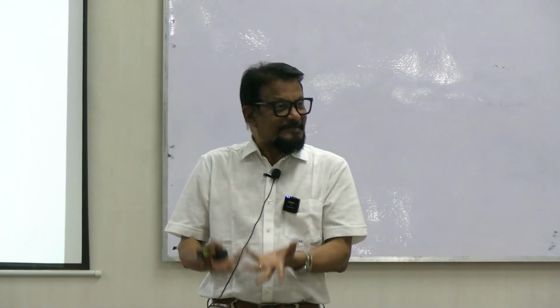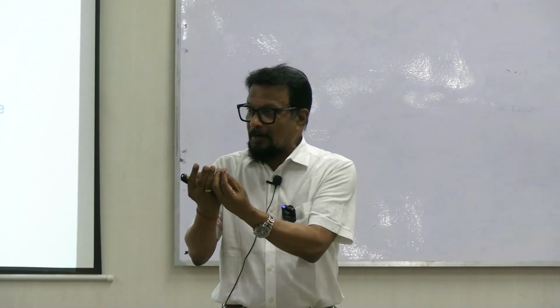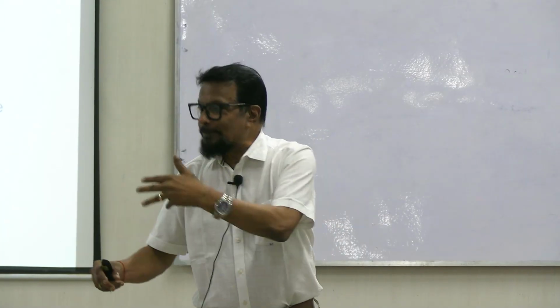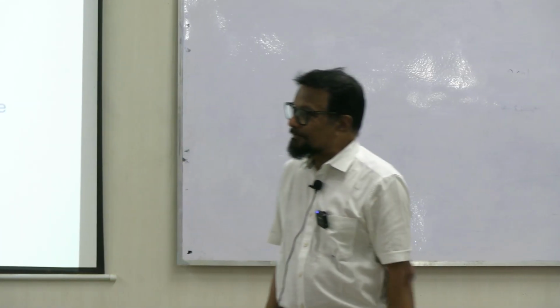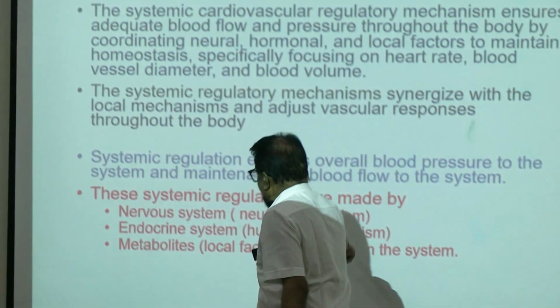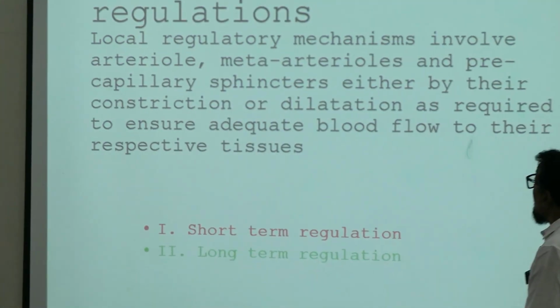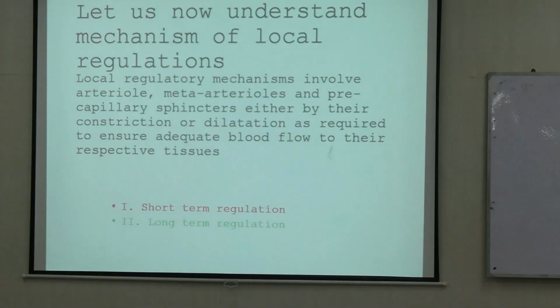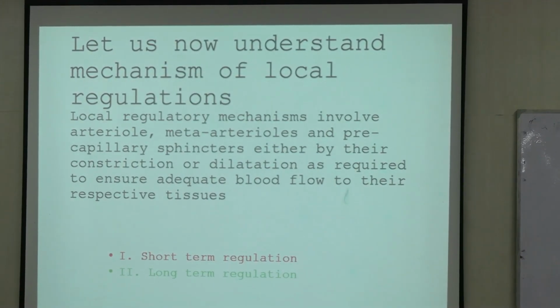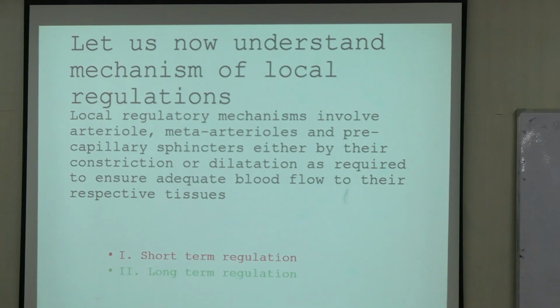So when their metabolic production is increased, there will be vasodilation. So there will be increased flow of blood into the tissues. So this is done by this mechanism. We will discuss later. And let us now understand the mechanism of local regulations.